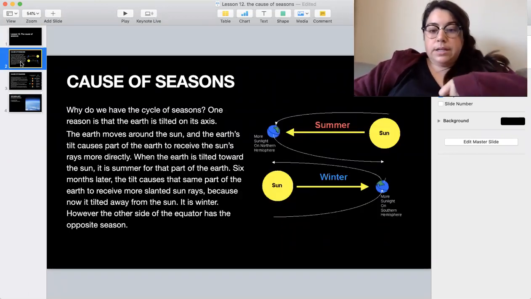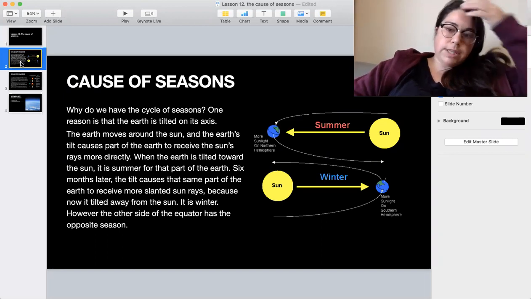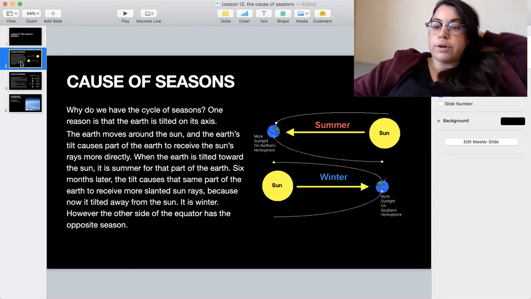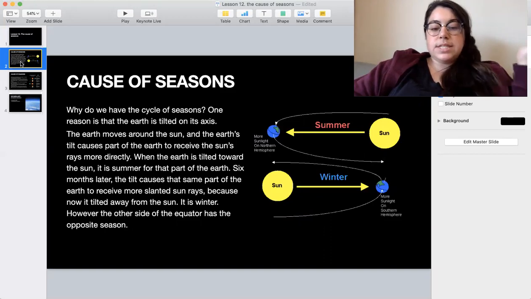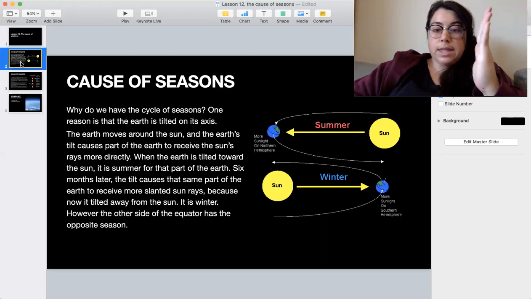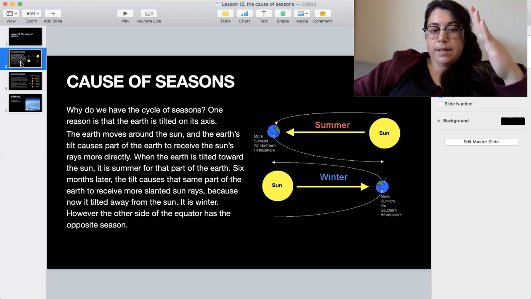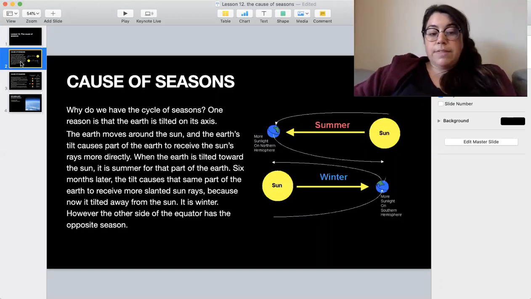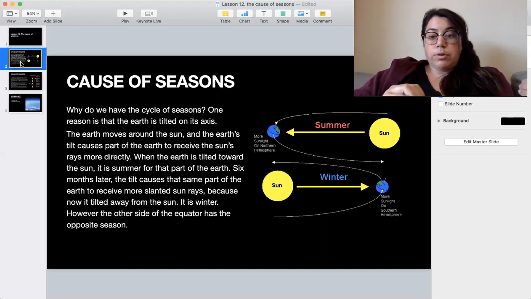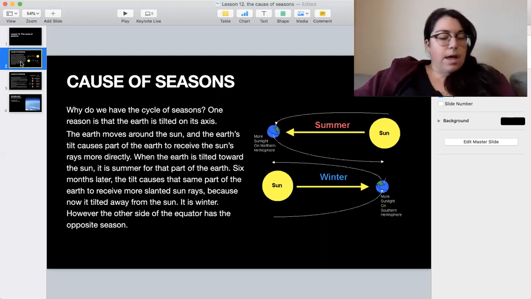Most people think that what causes the seasons is the revolution of the earth around the sun, but that's not really true. In part, it's responsible for it, but what causes the seasons is the fact that the earth is tilted. It's not straight like this, it's tilted to a side. The earth moves around the sun, and the earth's tilt causes part of the earth to receive the sun's rays more directly. Let me show you with this.